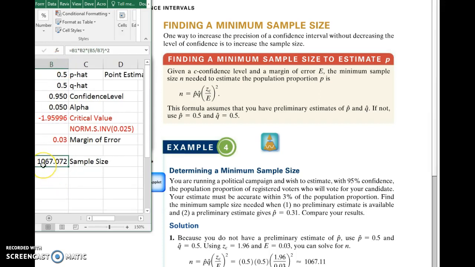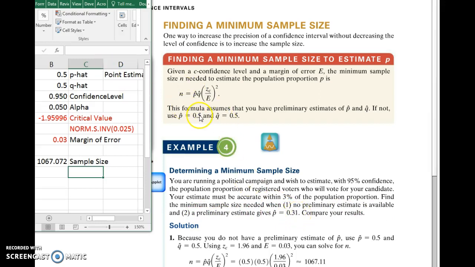Okay. So we need our sample size to be at least 1,068. Alright, so always round up to the next whole number. You can't sample 0.072 of a person. You have to sample the whole number of people. So the answer would be 1,068. And now in example 2, we're going to use a preliminary estimate of 0.31.